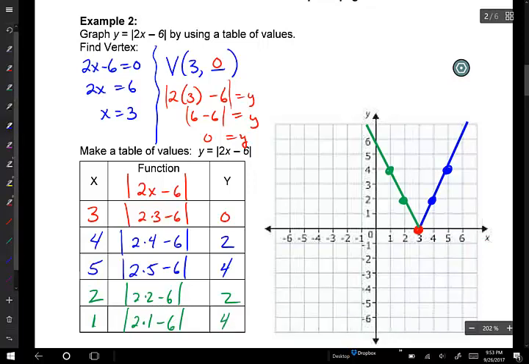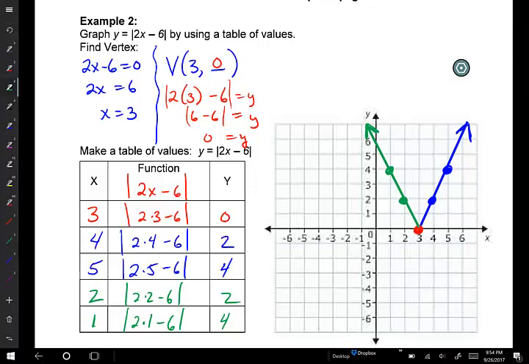We need to make sure we put arrows on each end because there's more off the graph, as we've said on many occasions, than on the graph. So that's just the basics on how we're going to look at the absolute value if we first find the function by finding the vertex first. So hopefully that's been pretty clear.